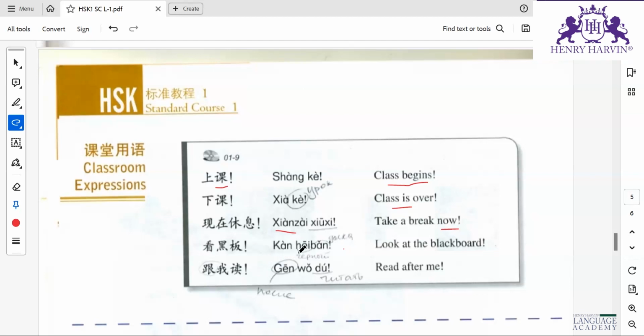Okay, then we have Kan Hei Pan. We will read each character one time. Kan, Hei, Pan. Pan is not Ban; it is Pan. Pan means blackboard. Kan is to look. So Kan Hei Pan means look at the blackboard.